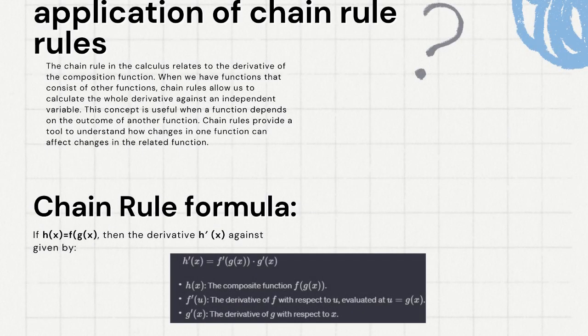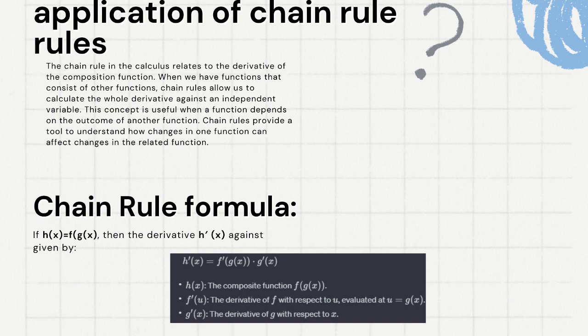Application of the chain rule. The chain rule relates to the derivative of a composite function when you have a function that consists of other functions. The chain rule allows us to calculate the whole derivative with respect to an independent variable. This concept is useful when a function depends on the outcome of another function. The chain rule provides a tool to understand how a change in one function can affect change in the related function.